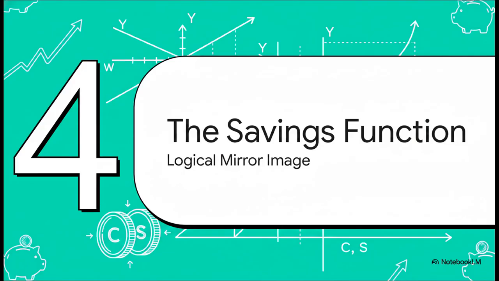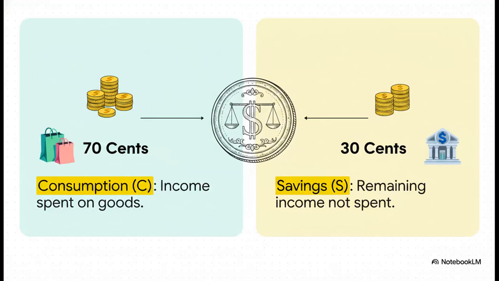All right, Section 4, the savings function. If MPC dictates what we spend, let's pivot to its logical mirror image. This perfectly juxtaposes the binary reality of your disposable income. Think about it. Every single dollar that isn't consumed has absolutely nowhere else to go but into savings. If your marginal propensity to consume told you to spend 70 cents of that extra dollar, the remaining 30 cents, that's your saving. They are literally just 2 sides of the exact same financial coin.